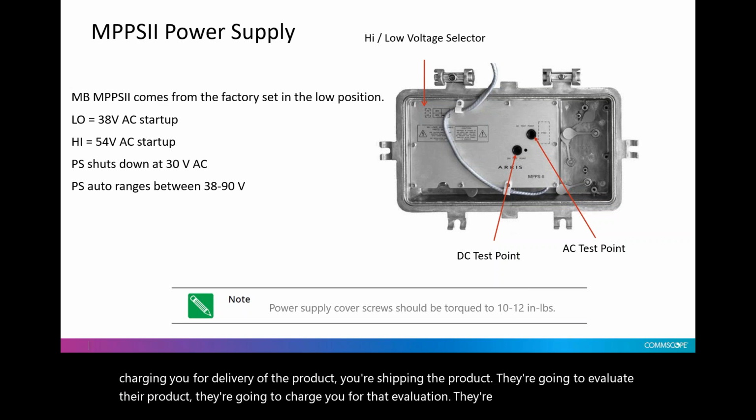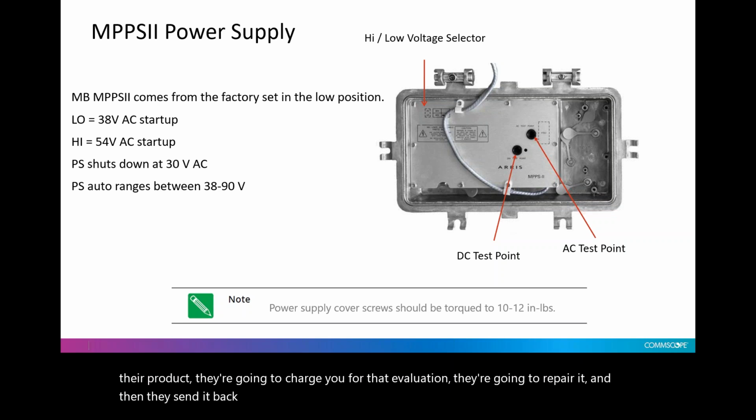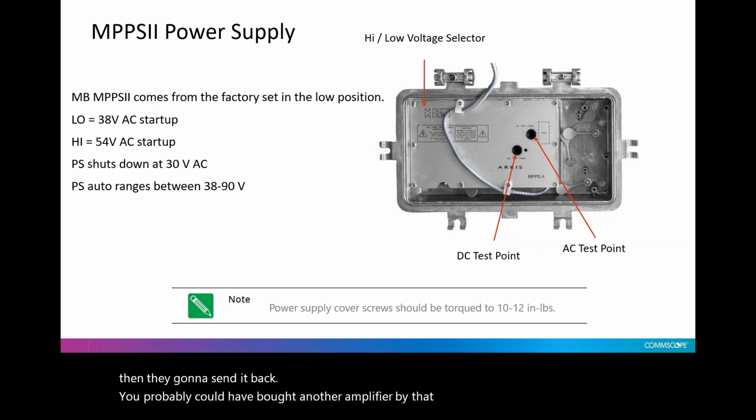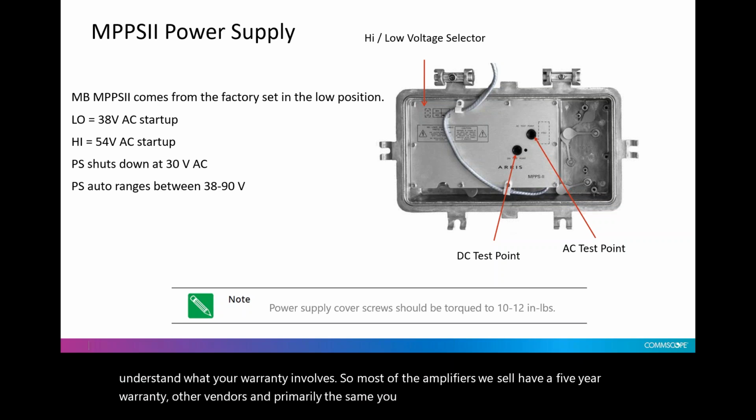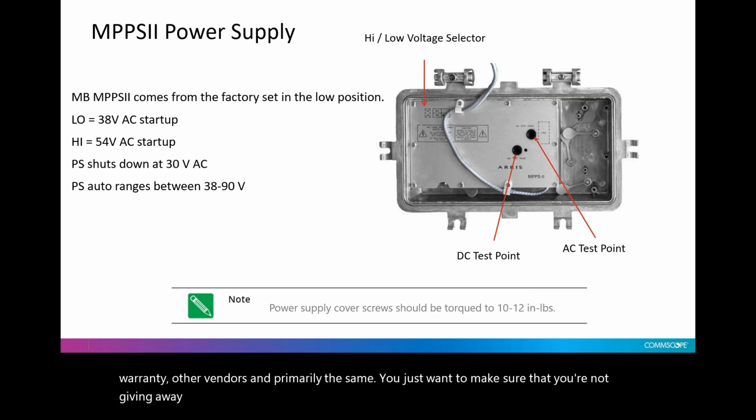They're going to repair it, and then they're going to send it back. You probably could have bought another amplifier by then, if they're a certain age. And always understand what your warranty involves. Most of the amplifiers we sell have a 5-year warranty. Other vendors, primarily the same. You just want to make sure you're not sending it to a repair house before it needs to be sent back to us, or any vendor, for repair, free of charge kind of thing.